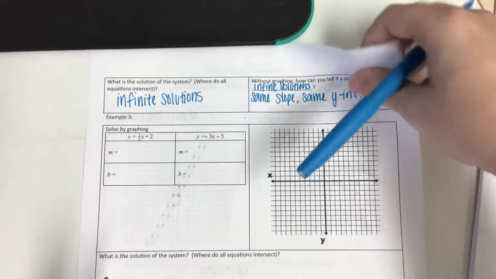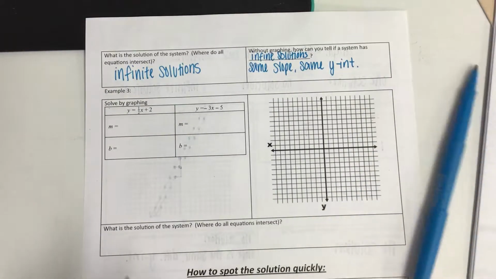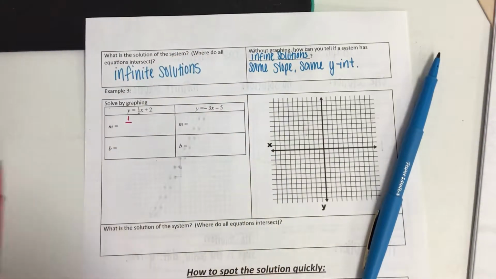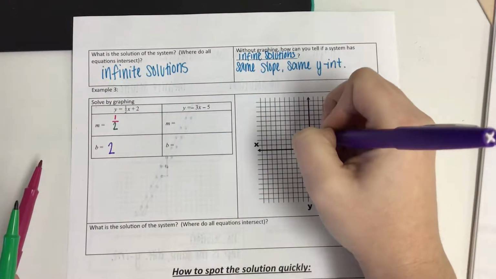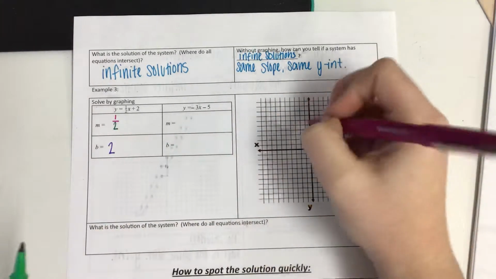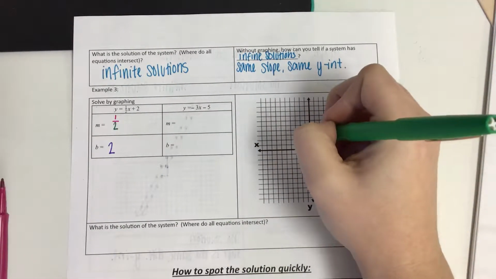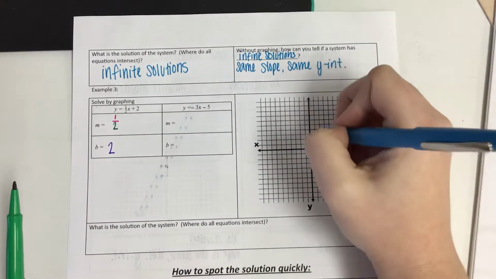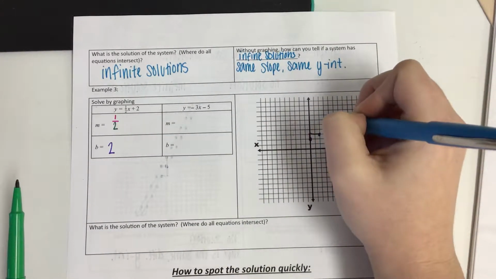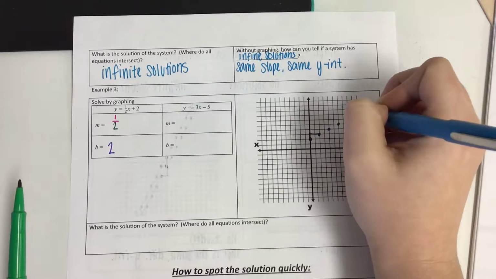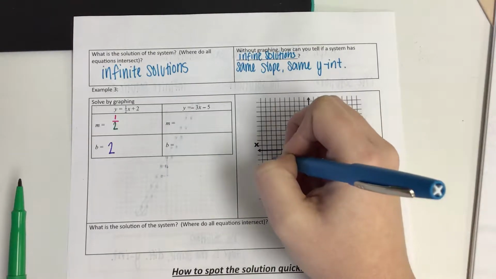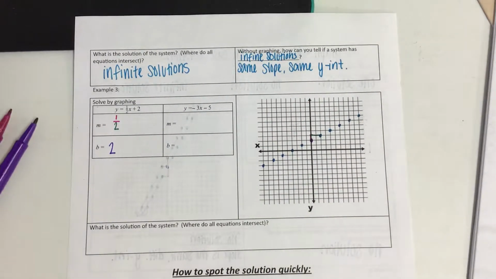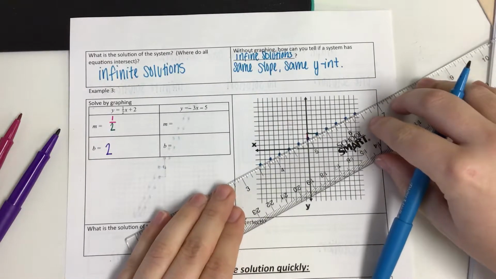And then our third one here, our first equation, our m is 1/2 and our b is 2. So we're going to begin our graph at 2 and we're going to go up 1 and right 2. And again, we'll continue this pattern. We'll go down 1, left 2, to go the opposite direction, and draw our line.